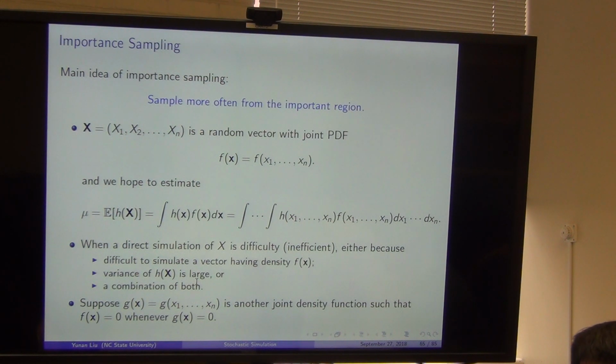Why do I say it's high? The variance is equal to the mean. The mean is 10 to the negative 10. The variance is the same, and the square root of the variance is the standard deviation, which is 10 to the negative 5, and that's too high. Or a combination of both.